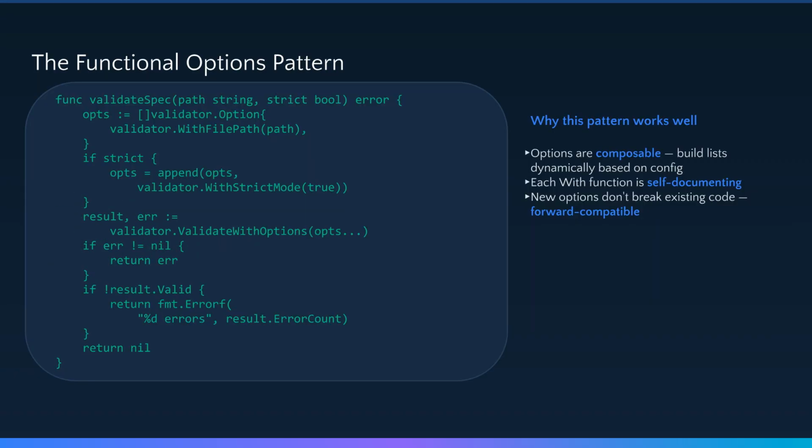The functional options pattern is particularly powerful because options are regular Go values that you can collect in slices. This means you can conditionally add options based on configuration, environment variables, or user input. New options can be added to the library without breaking any existing code. Your current calls continue to work unchanged. This pattern is used throughout the Go standard library and popular packages like Google's gRPC library.